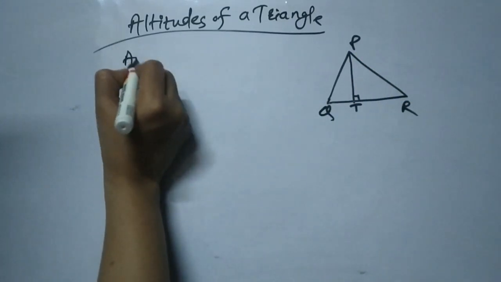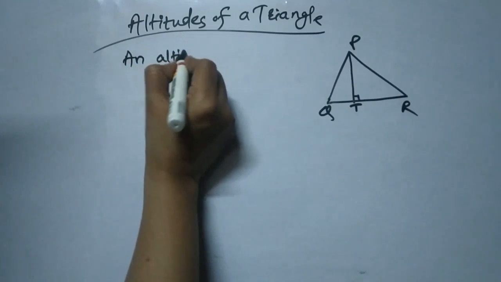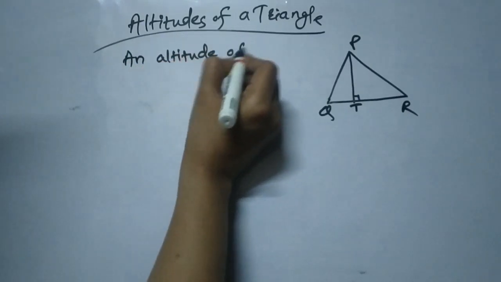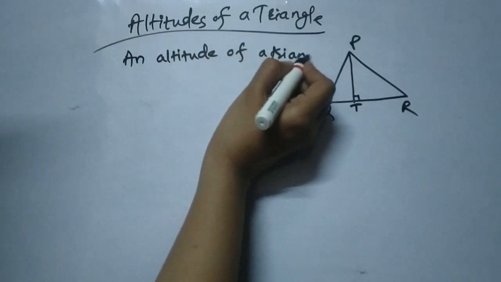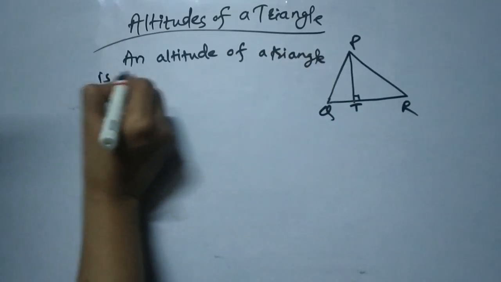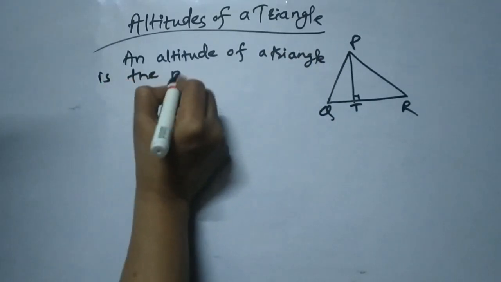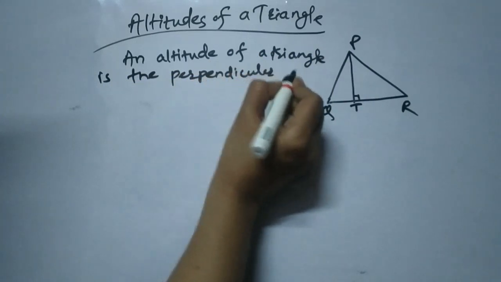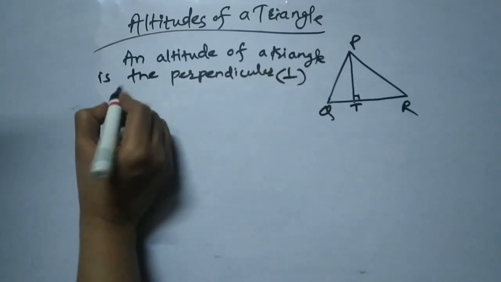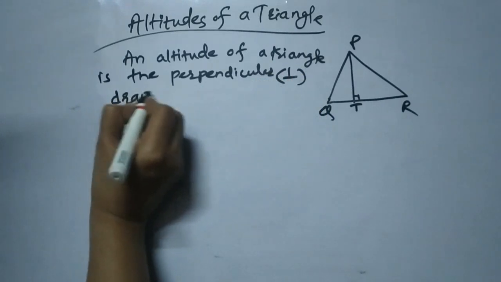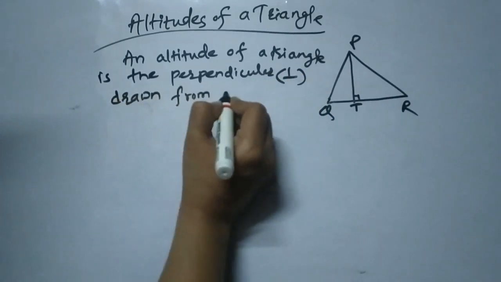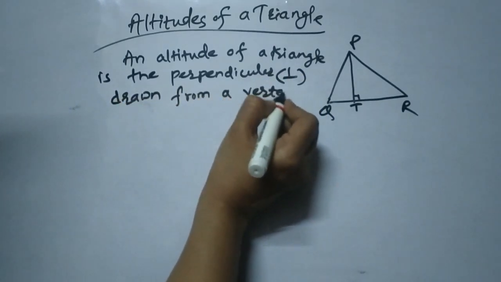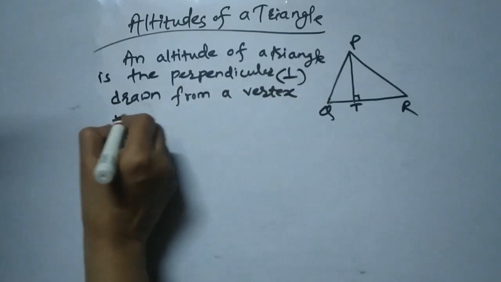So friends, what is an altitude? An altitude of a triangle is the perpendicular drawn. You can have this symbol for perpendicular. Perpendicular drawn from a vertex to the opposite side.